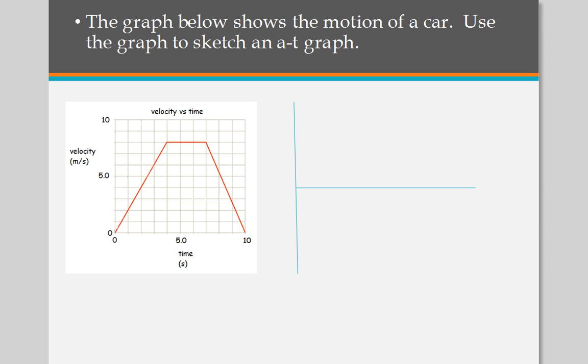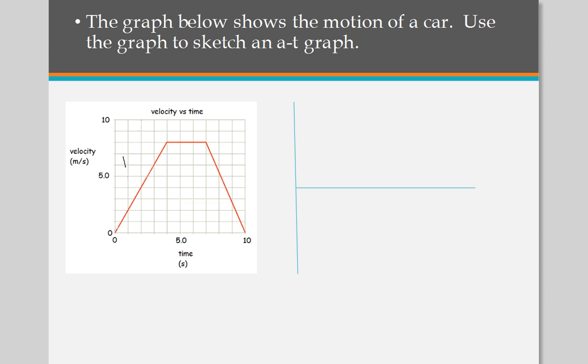So we're going to sketch the a-t graph. This is not too difficult of business. We've already talked about it a little bit today. So the graph has some clear distinctions: you have up to 4 seconds, 4 to about 7, and then 7 to 10. So make those distinctions for yourself.